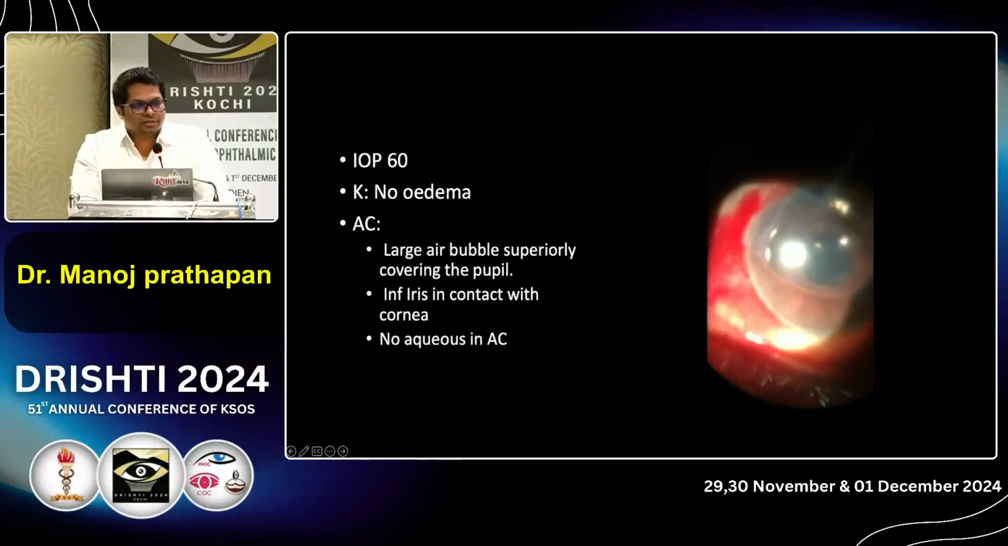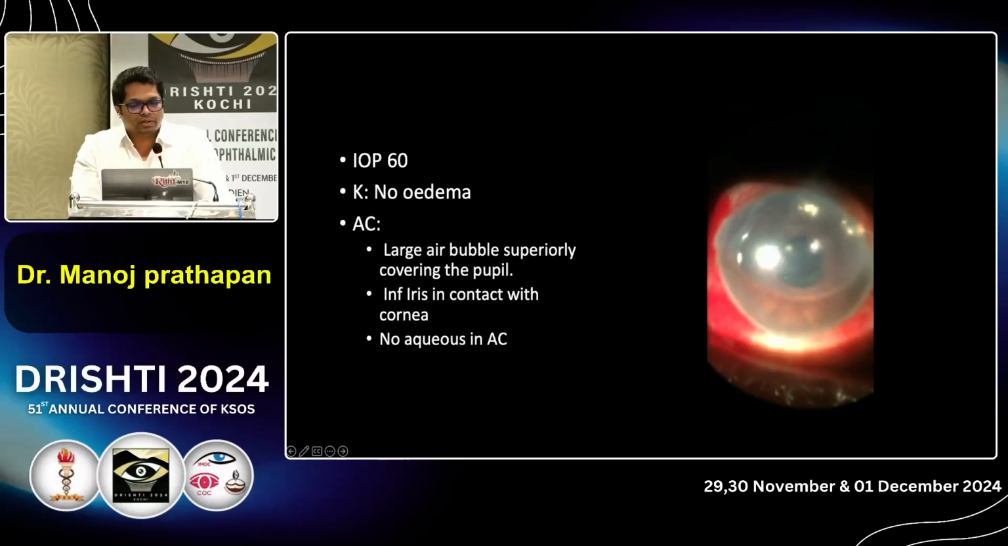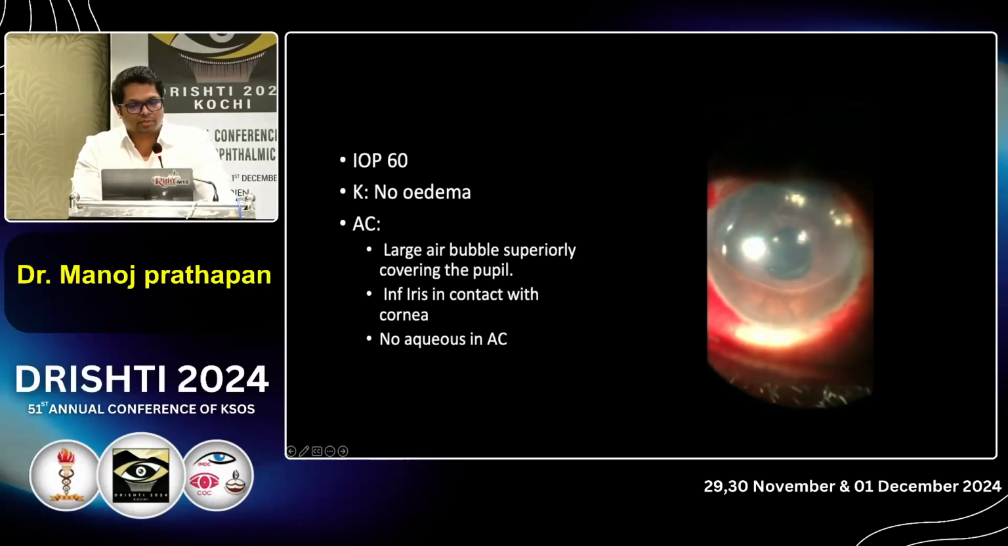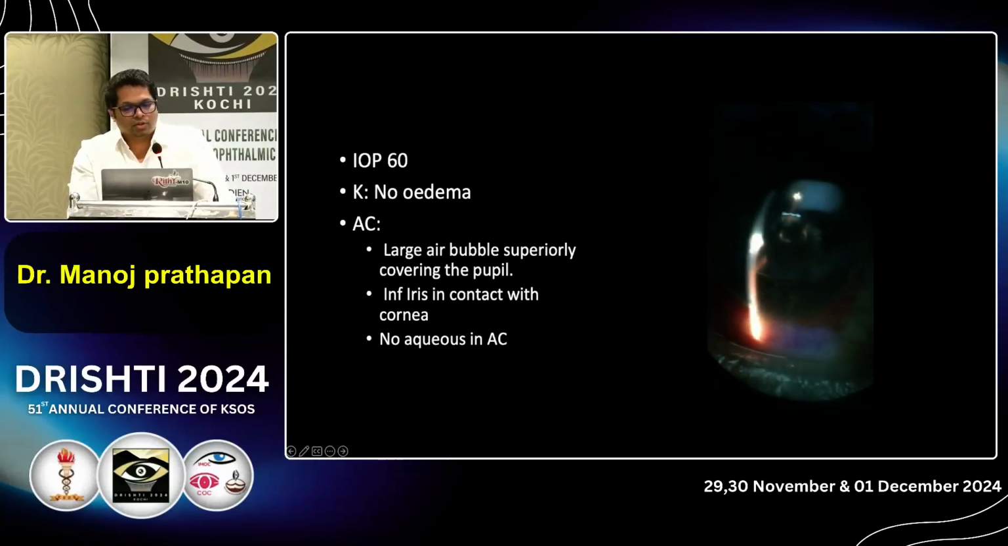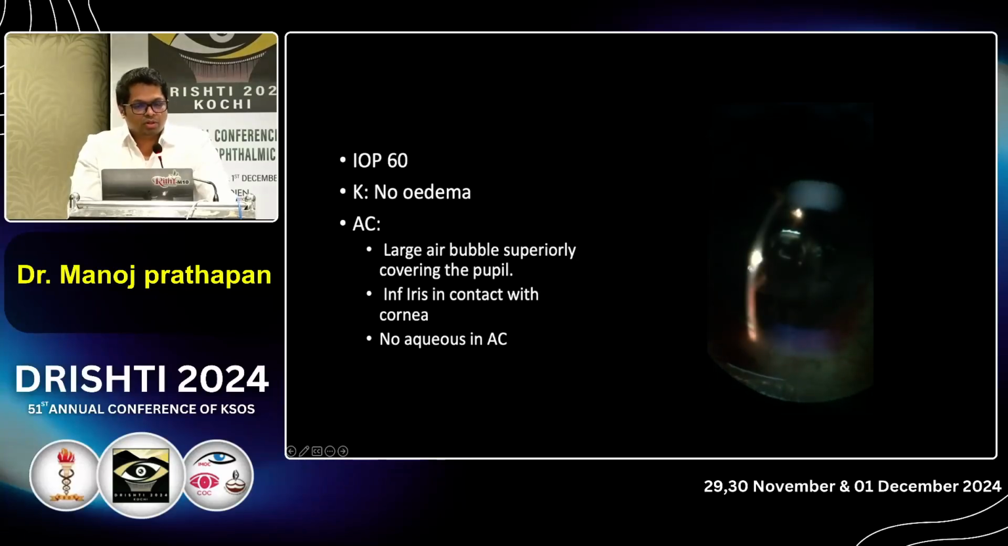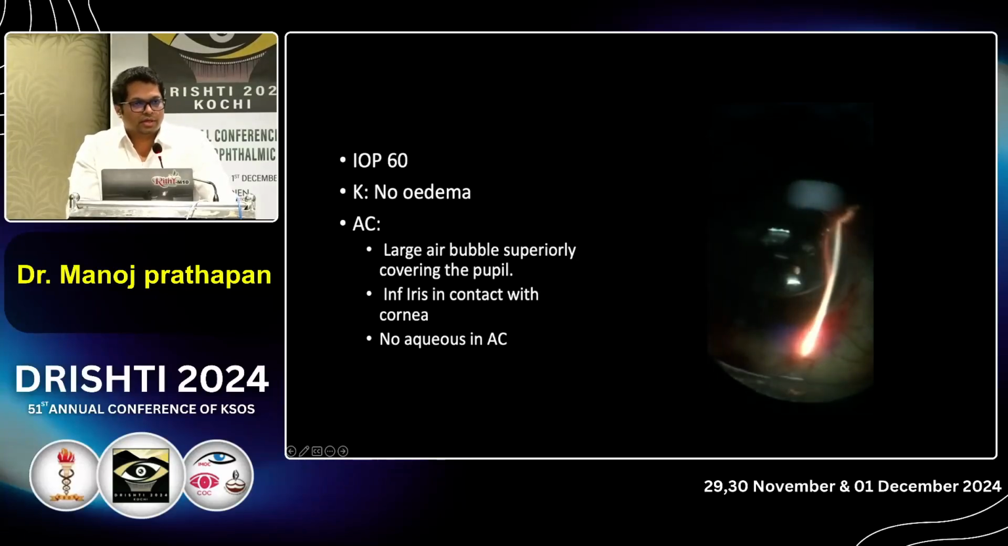The inferior iris is in contact with the cornea. So there is no aqueous in the anterior chamber at all. That is why the cornea is clear. There is no aqueous to hydrate the cornea. So you have air bubble and then the iris. Here the problem is that there is no space to do a laser peripheral iridotomy. Either it is iris or air. So in this situation, what can we do?